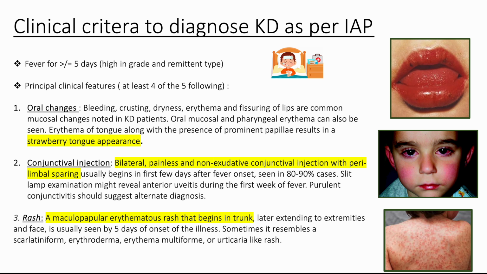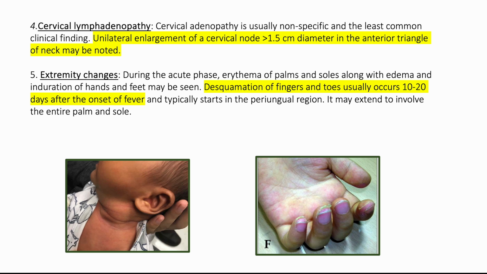And rash: a maculopapular erythematous rash that classically begins on the trunk, later extending to the extremities and face, usually seen by 5 days of onset of the illness. Then cervical lymphadenopathy, which is typically unilateral, non-suppurative, and greater than 1.5 centimeters in diameter, more in the anterior triangle of the neck. Then extremity changes: in the acute phase, erythema and edema of the palms and soles are seen, and in the subacute phase, periungual desquamation of fingers and toes occurs.